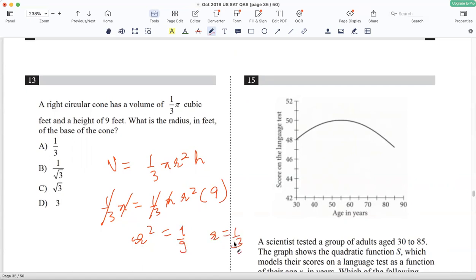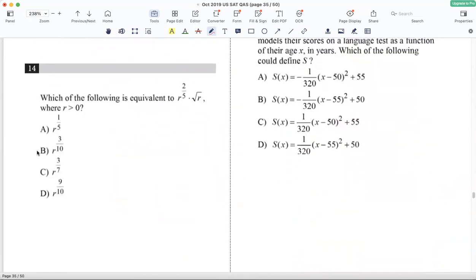So r is 1 by 3. So the radius is 1 by 3, option A.